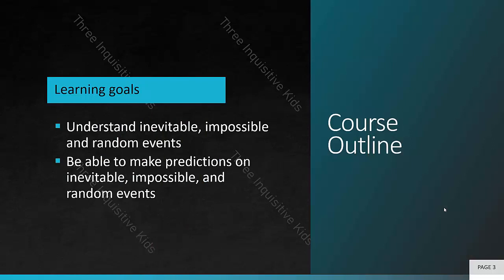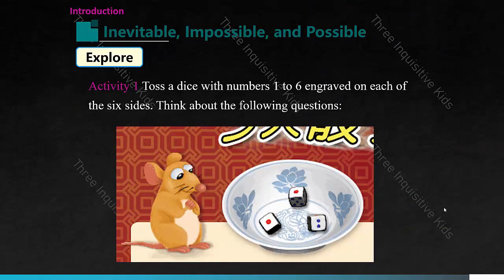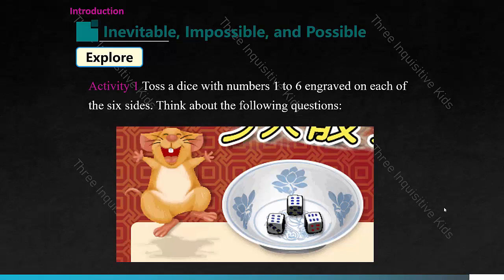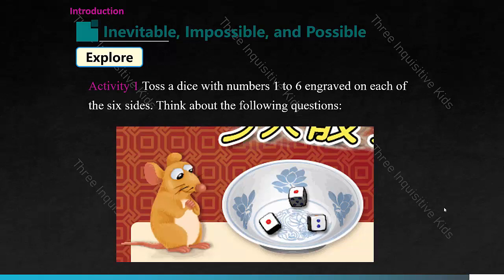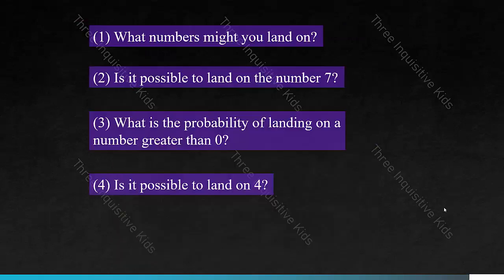Our learning goals for today are to understand inevitable, impossible, and random events and be able to make predictions on these events. So toss a die with numbers 1 to 6 engraved on each of the 6 sides. Think about the following questions. What numbers might you land on? Is it possible to land on the number 7? What is the probability of landing on a number greater than 0? And is it possible to land on 4?